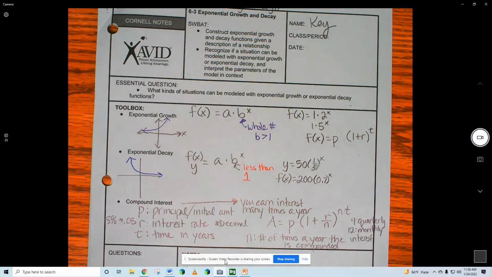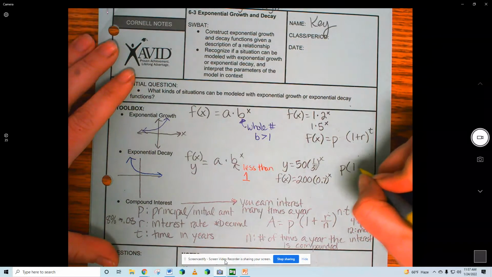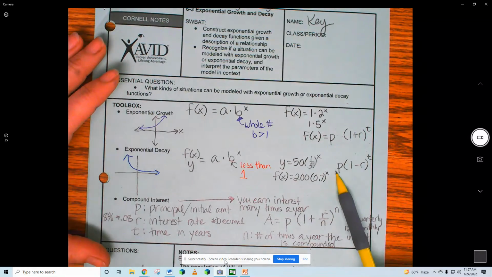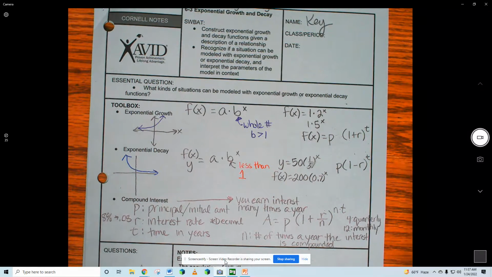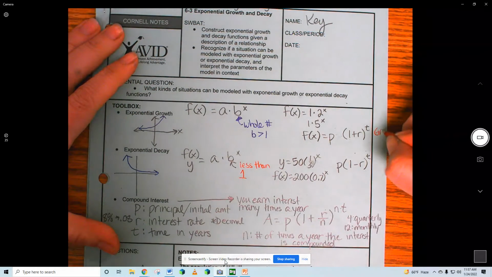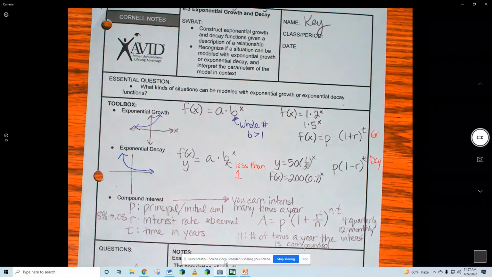All right. My formula for doing math with my formula like this one is P(1 minus R) to the T power. The principal multiplied by 1, take away the interest rate. So we're subtracting the interest rate. We're not adding. So this is the difference. I've got growth and then decay. Growth and decay. Plus sign, minus sign.